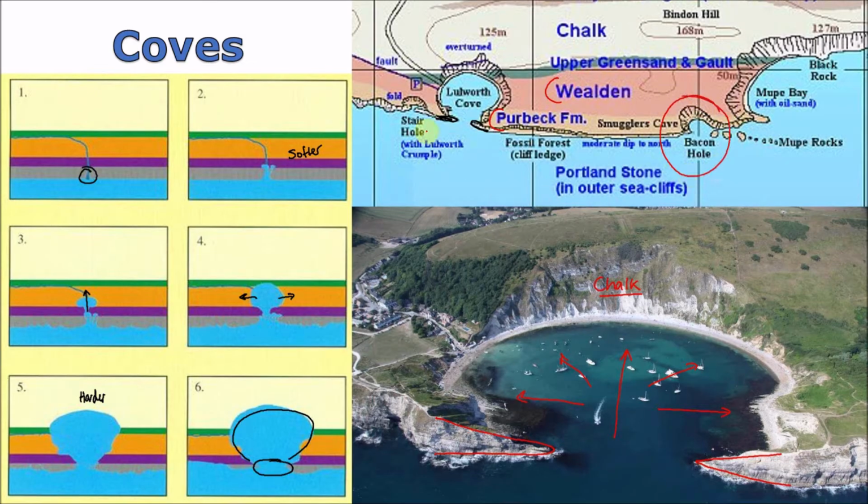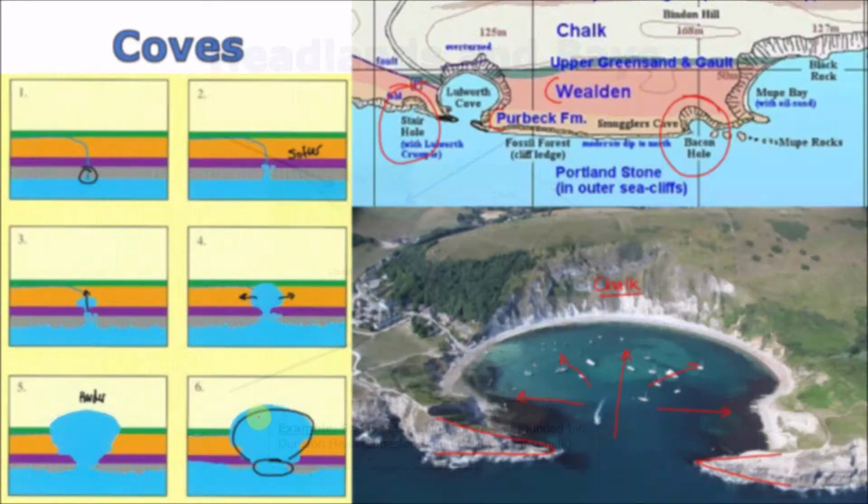If we have a look at other areas on the map as well, we can see that places like Bacon Hole here or Stair Hole, they're very similar, but perhaps just earlier on in the formation of this landform. So we can think about Stair Hole and Bacon Hole perhaps being a little bit closer to stage 1 or 2 in this process, whereas Lulworth Cove has very much reached the end of that formation.